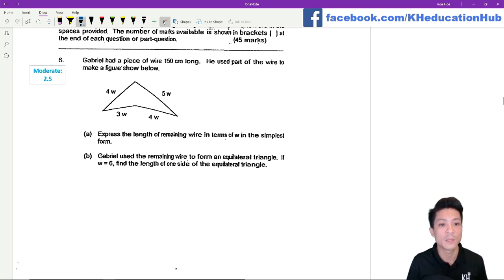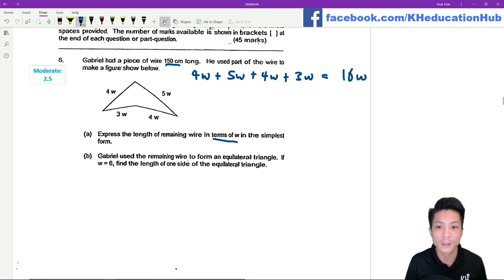Question 6. Gabriel had a piece of wire 150 cm long. He used part of the wire to make the figure below. Express the length of remaining wire in terms of W in the simplest form. So let us find out what is the total perimeter of this figure, which is 16W.